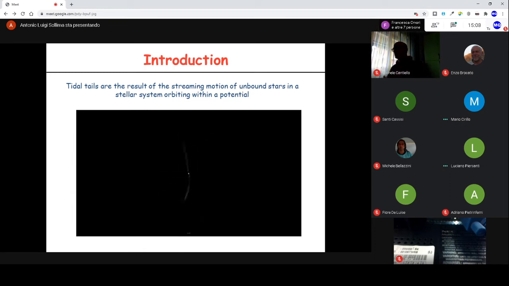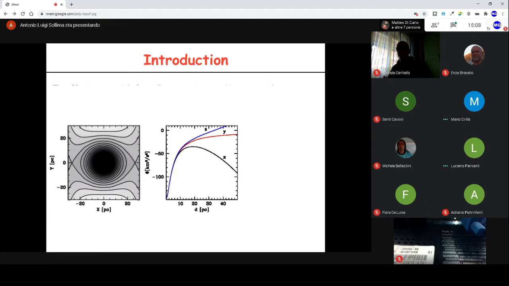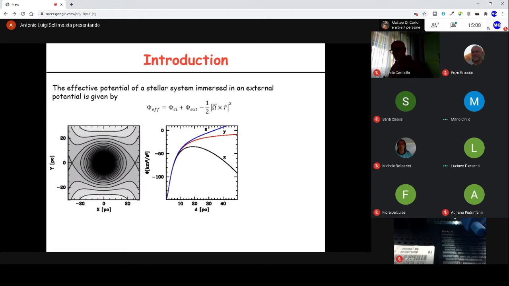So the analysis of the tidal tails is important because you can obtain constraints on the cluster orbits, but also on the galactic potential and on the recent mass loss history of the system. So to understand how it works, consider that any stellar system which is immersed within a tidal field feels the tidal strain of the host galaxy. And the stars feel an effective potential, which is given by the sum of the internal potential, the external potential, and a term which depends on the motion of the cluster.